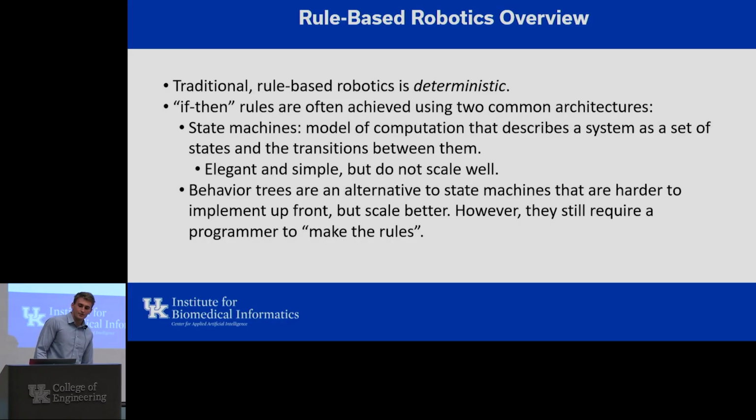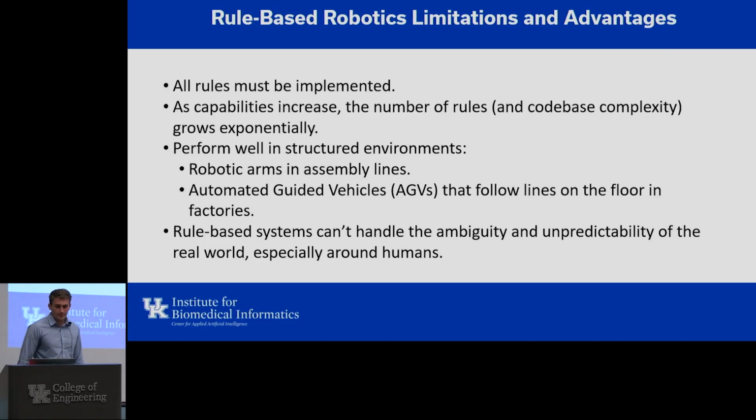So another alternative to that is behavior trees. These scale better than the state machines, but they still ultimately have the same problems: you have to define every single rule in the system, and they do not scale very well. Like I said, all the rules in these systems must be implemented by a programmer. They have no common sense reasoning or general idea of what's going on in the world. The code base gets much more complex as your application adds new features.